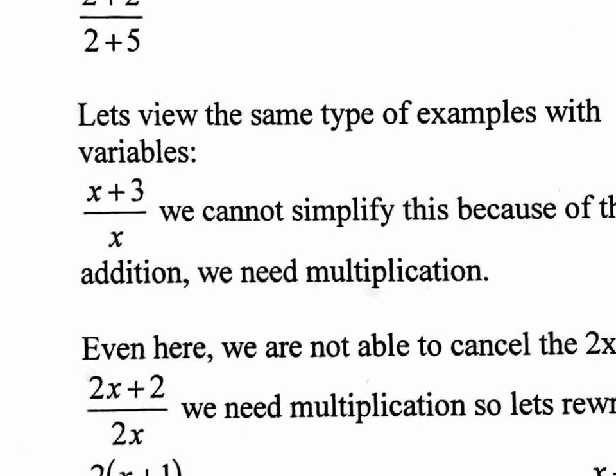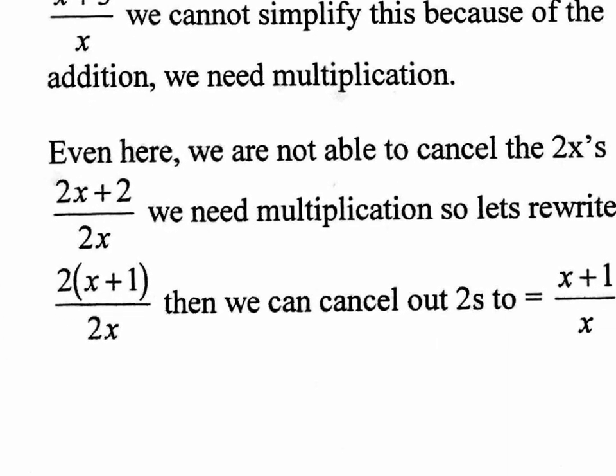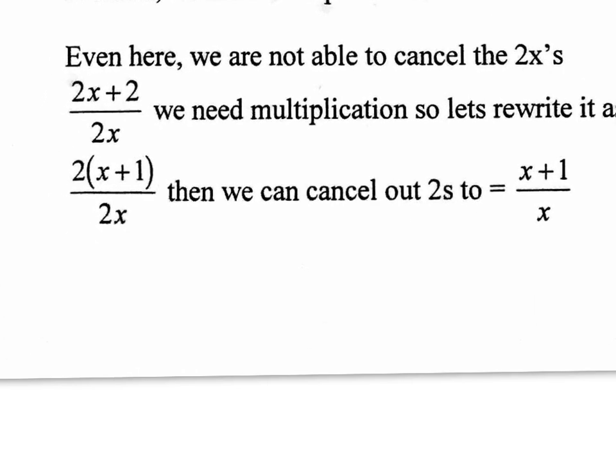Even with variables, right? So if we look at x plus 3 over x, you cannot cancel out the x's. You can't do it. Let me erase that. You can't do it. Why not? Why can't I cancel out the x's right here? I just said it. Because it has addition. That's right. Okay, you need multiplication in order for you to cancel. Now this was explained very well in the previous 2 videos. If you didn't watch them, please watch them.